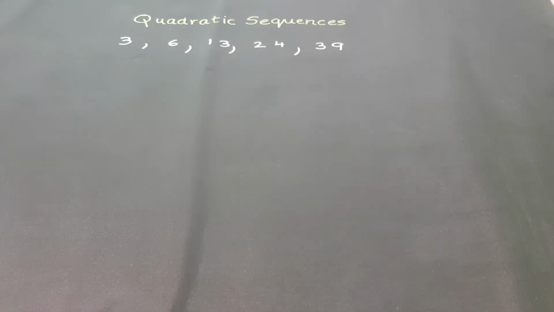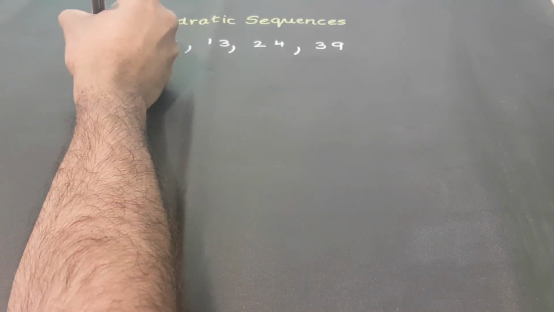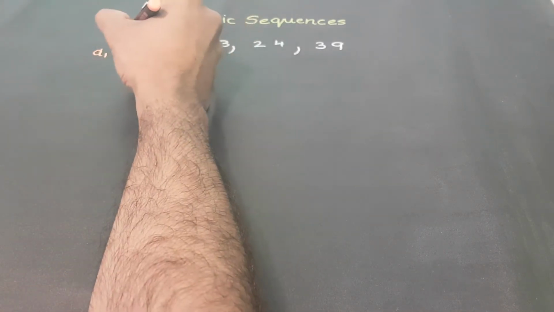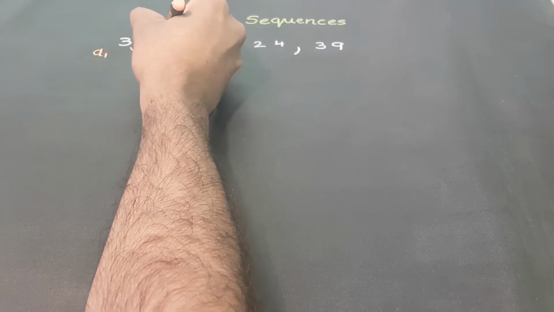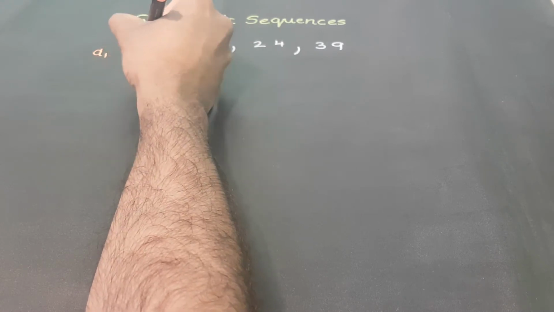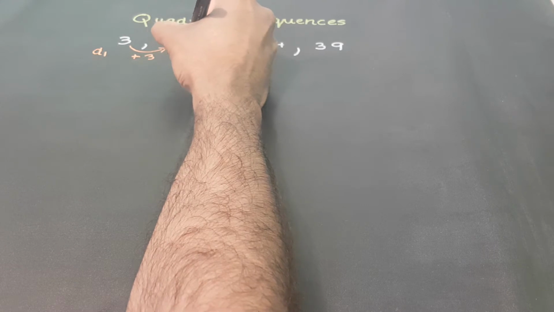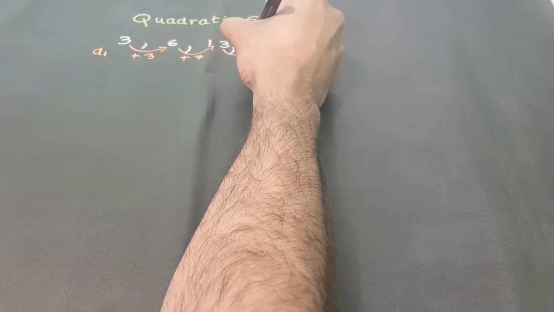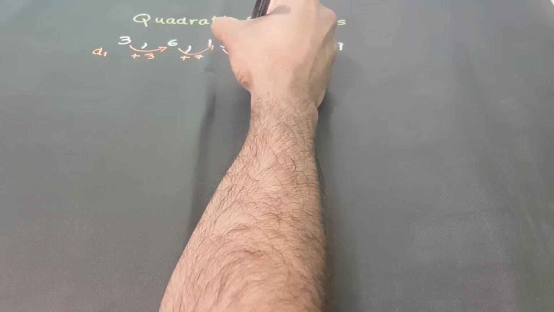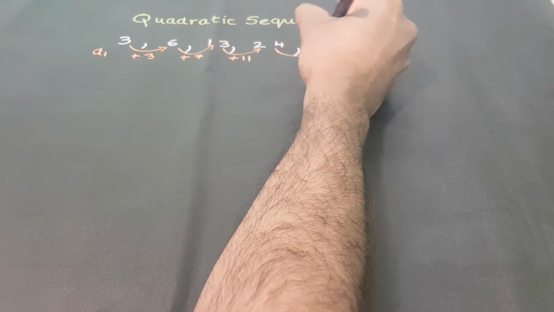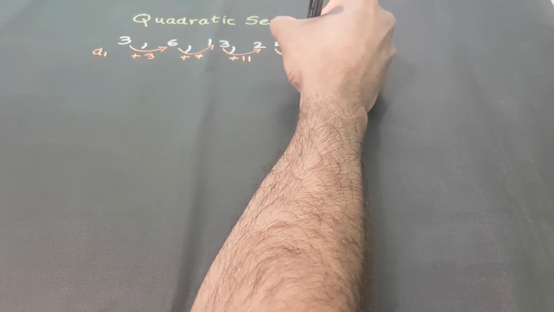Right, we've got a sequence on there. The first thing we need to do is to determine whether it is a quadratic sequence, and we always need to start off from this step. So what we will do is find our first difference, which is the difference between consecutive terms. To go from 3 to 6 I need to add 3. From 6 to 13 I need to add 7. From 13 to 24 I add 11. From 24 to 39 I will add 15.